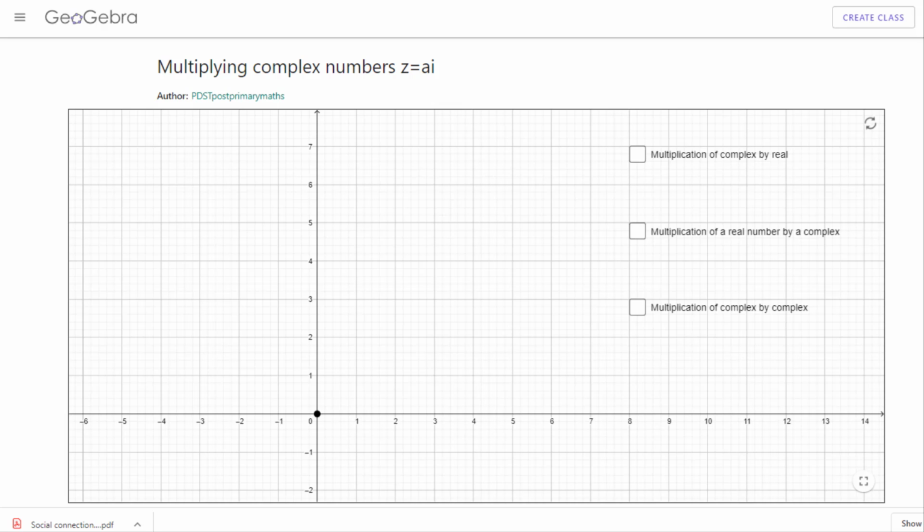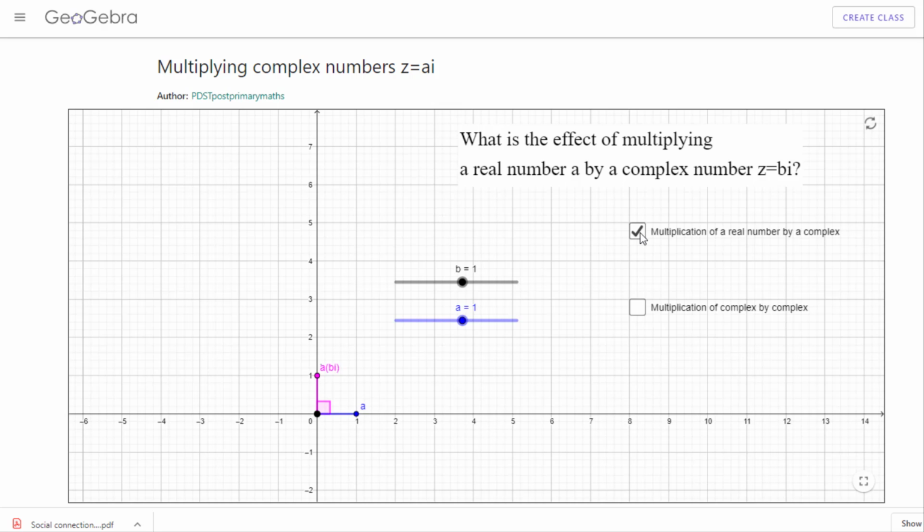The second investigation is to consider the effect on a real number of multiplying by our newly discovered complex numbers. Before we begin, we could ask students to make a prediction of what they think the outcome will be. Click on the second checkbox. We are now considering the effect of multiplying a real number A by a complex number Bi.